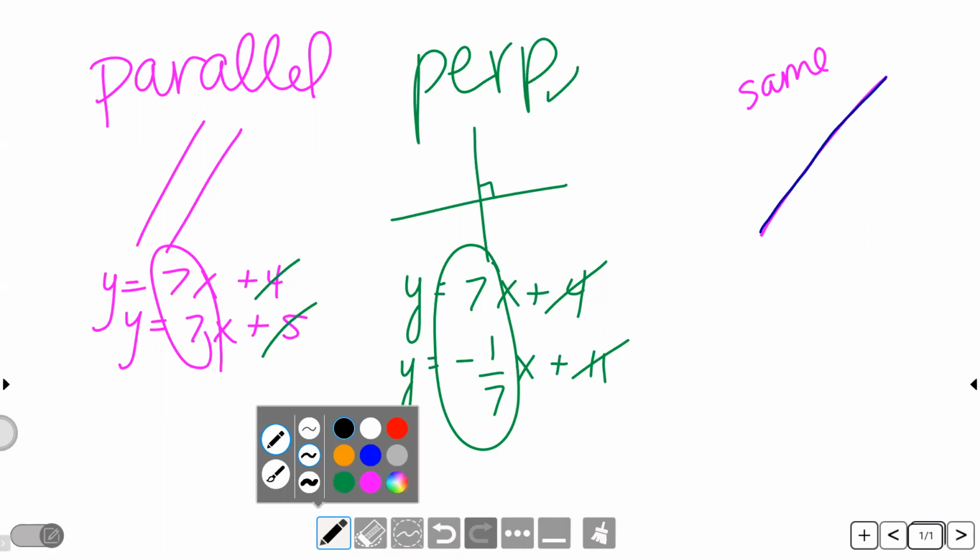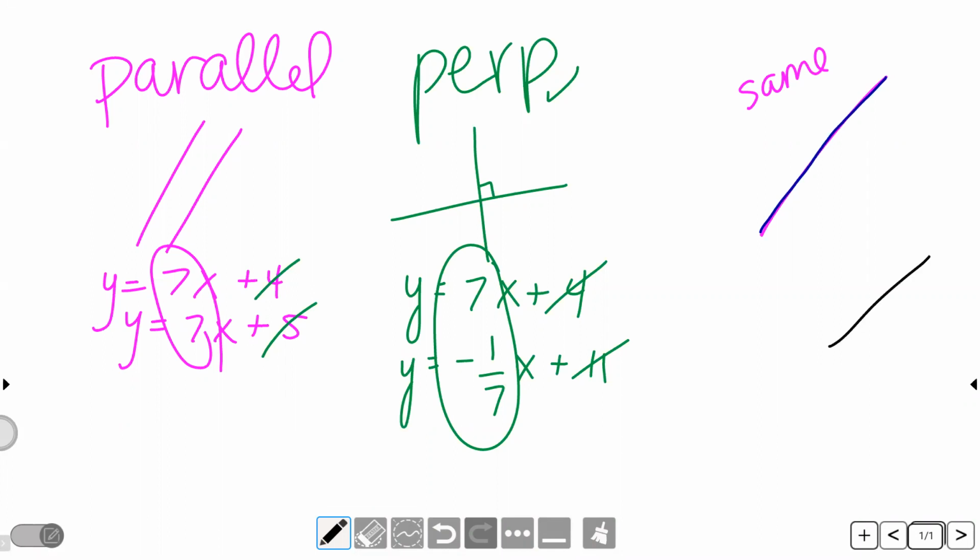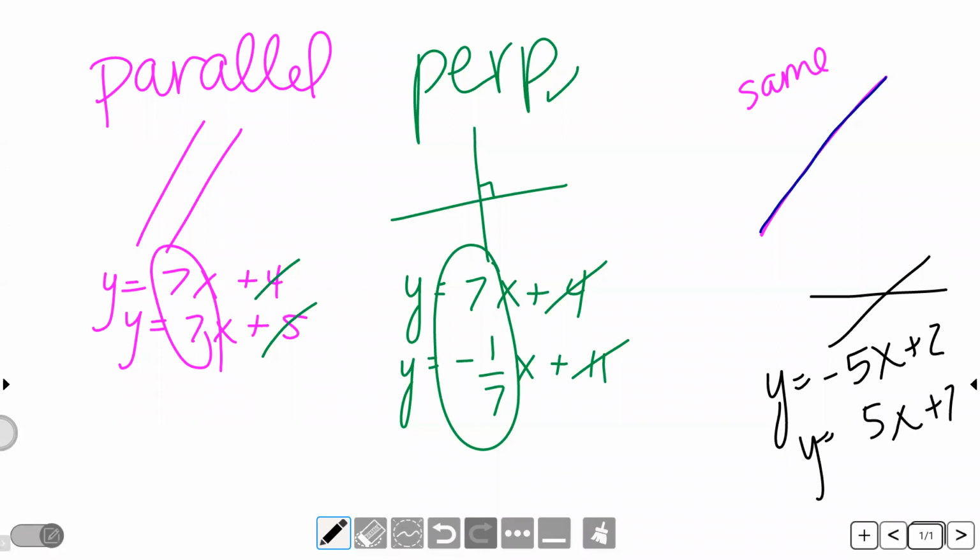The last scenario is, let's say they cross each other, but they're not perfectly perpendicular. They'll just have different slopes. So let's say maybe 5x plus 2. So if one of them is a -5 and one of them is a 5, if you look at the graphs, they have different slopes, so they do cross, but they don't cross perfectly to form a perpendicular line. So those are your scenarios.